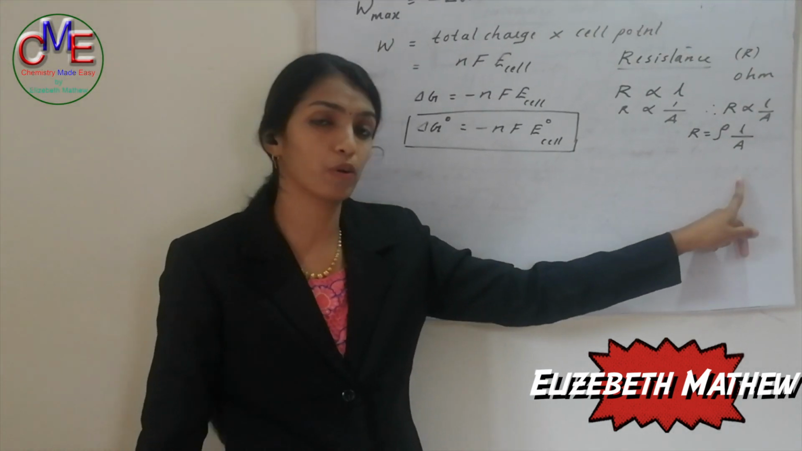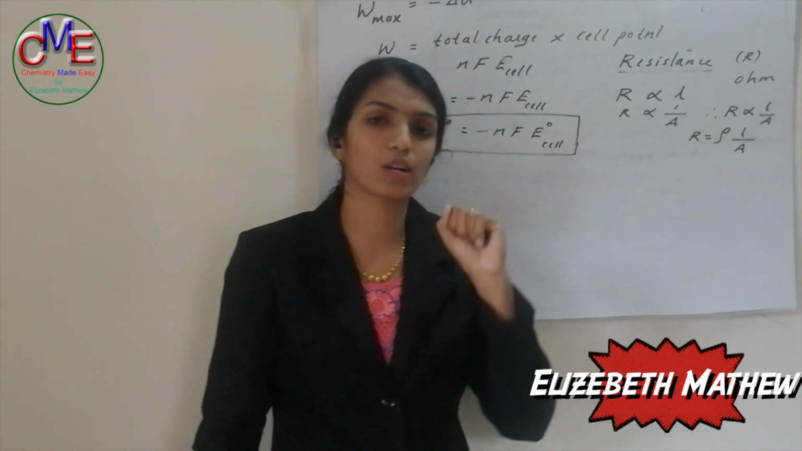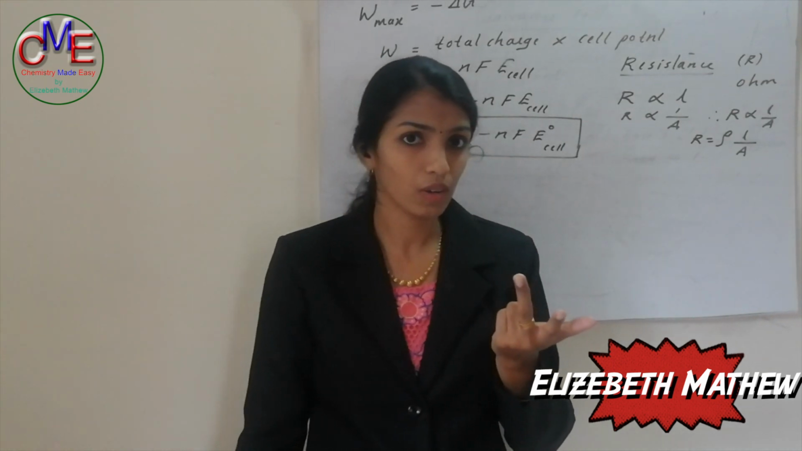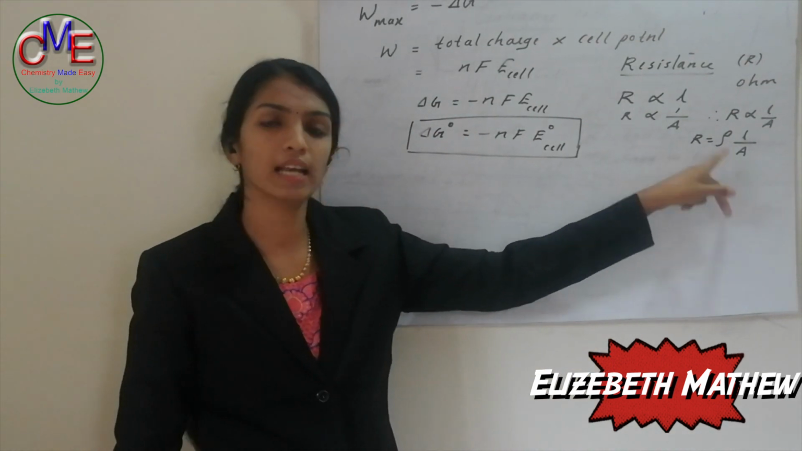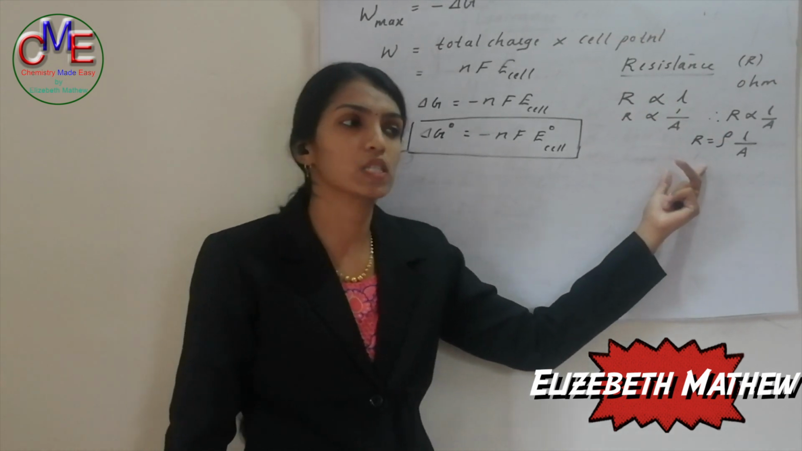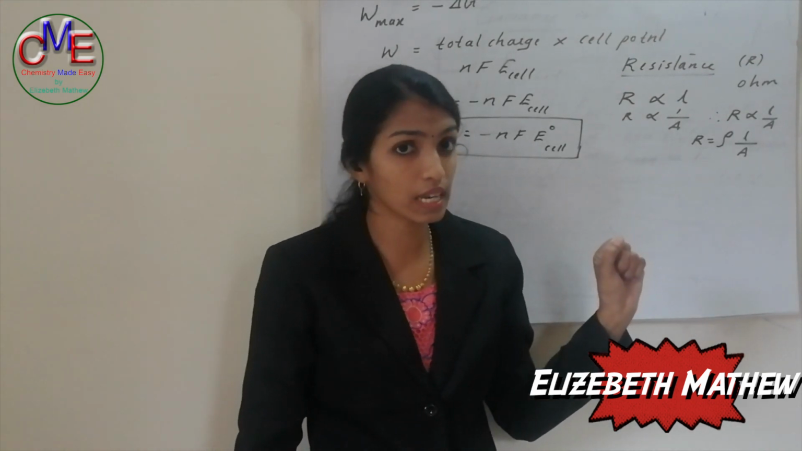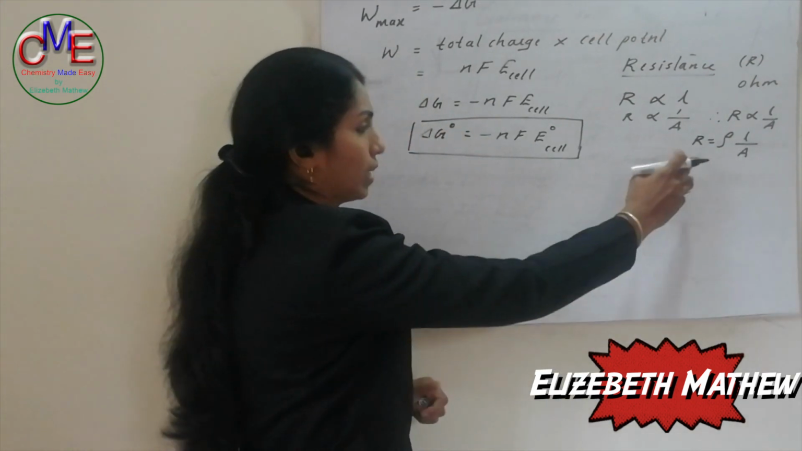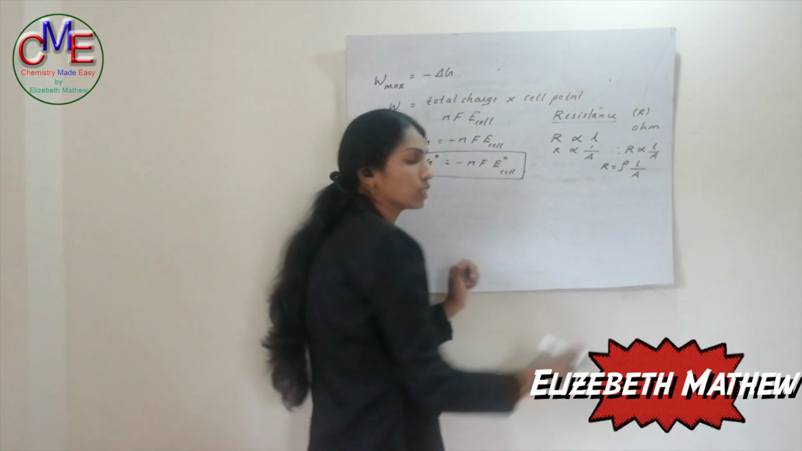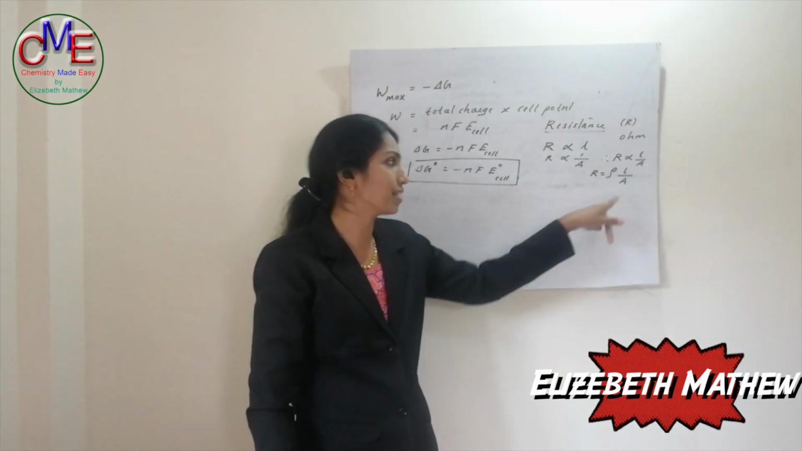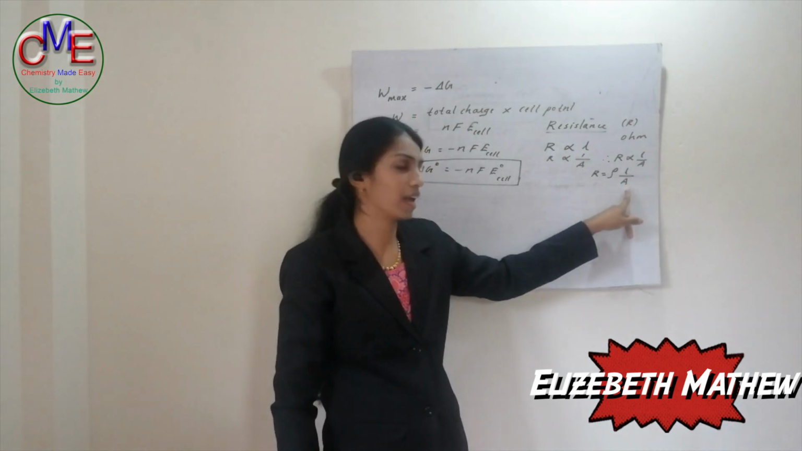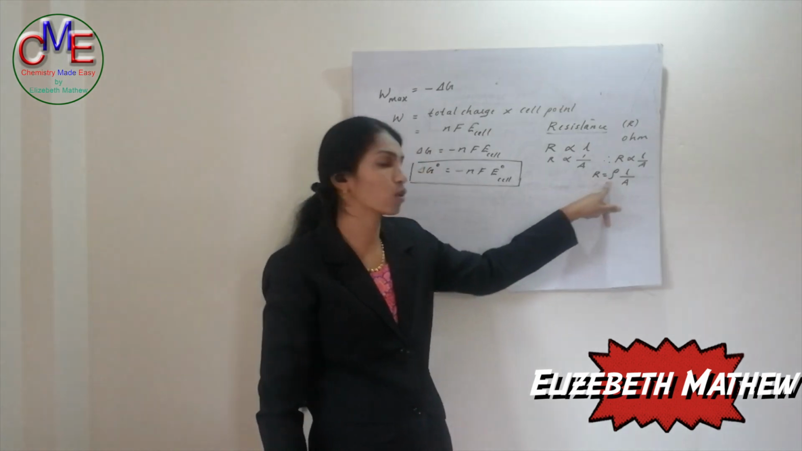What is rho? Rho is a proportionality constant, known as specific resistance or resistivity. Okay, R is equal to rho into L by A. What is specific resistance or resistivity? It is the resistance offered when the length of the object is 1 meter and its area of cross section is 1 meter square. If we put L equal to 1 meter and area of cross section A equal to 1 meter square, then rho is equal to R.